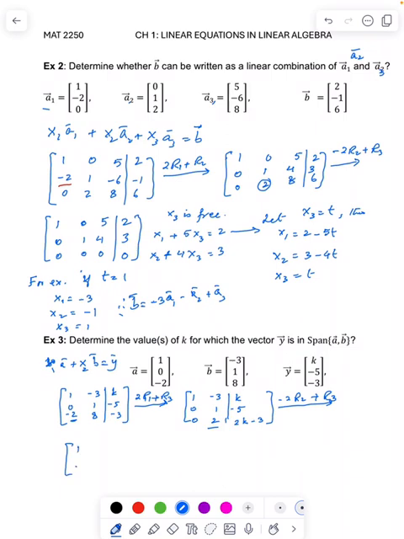So row 1 is not changing, so I can write it as it is. Row 2 is not changing, but row 3 is changing. So we are multiplying the second row by -2. So this gives me -2 times -5 is 10. So 10 plus 2k minus 3, which gives me 2k plus 7.